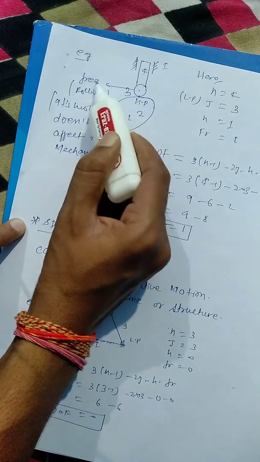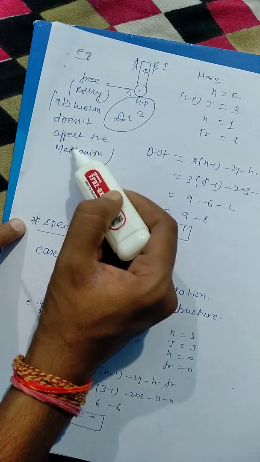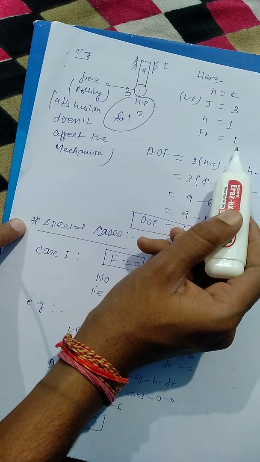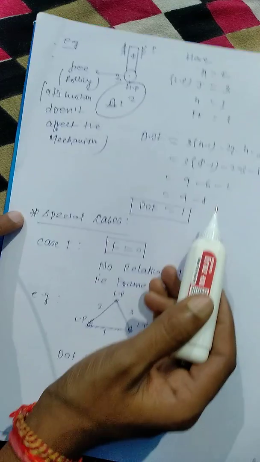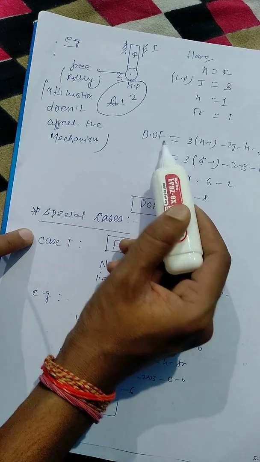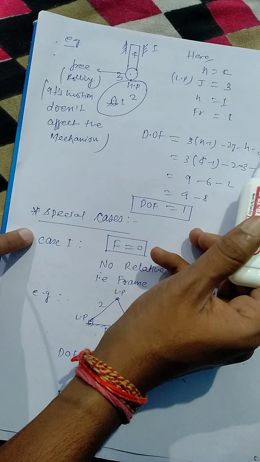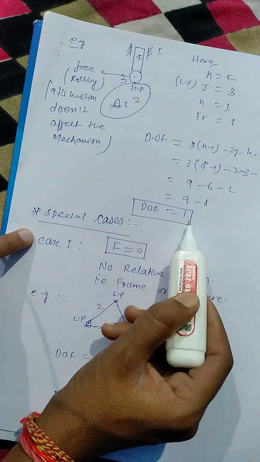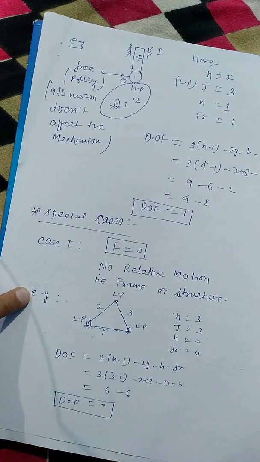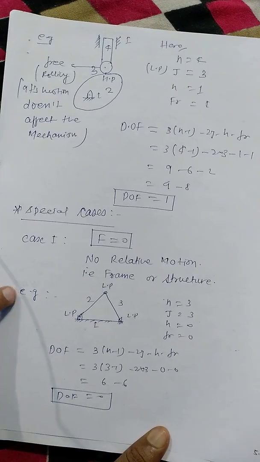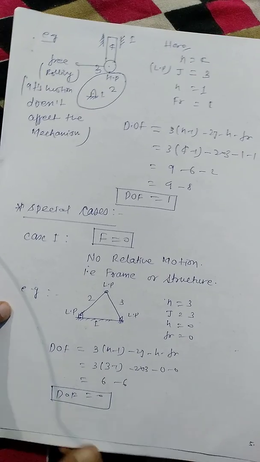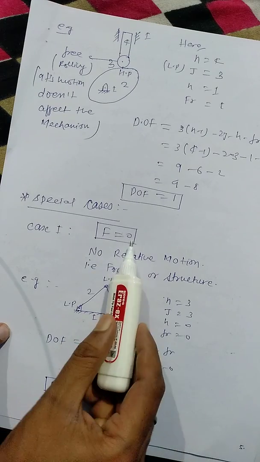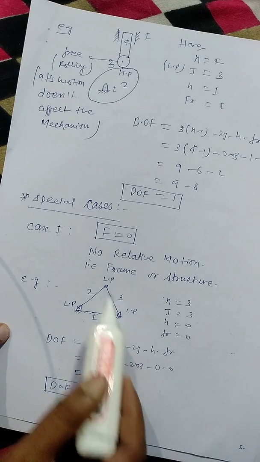And this roller can rotate freely and doesn't affect the mechanism, so Fr equals 1. Now put in the formula 3(n minus 1) minus 2j minus h minus Fr, put in all the values, and that is the answer: degree of freedom equals 1. Now there are special cases for degree of freedom, like degree of freedom would be 0 for a rectangular frame.